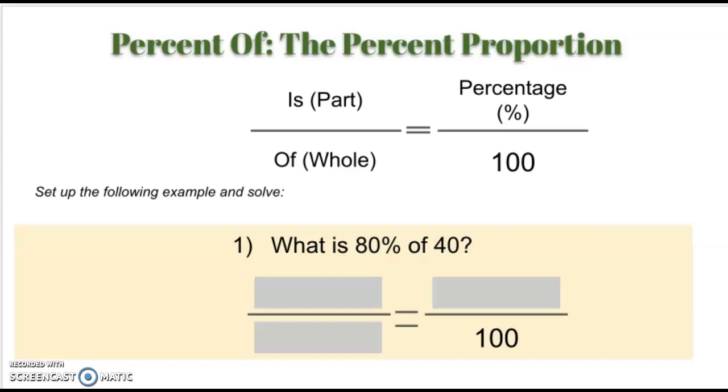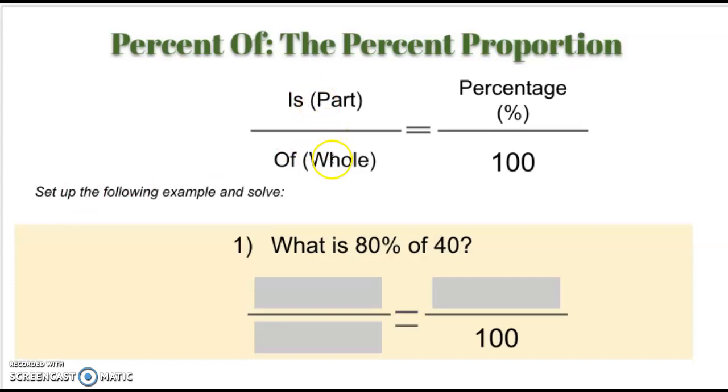The percent proportion, as all proportions do, sets two ratios equal to one another. On one side, we have part over whole. On the other side, we have percent over 100. The word percent literally means per 100. So anytime you see something with that percent symbol attached, it goes on top of 100.